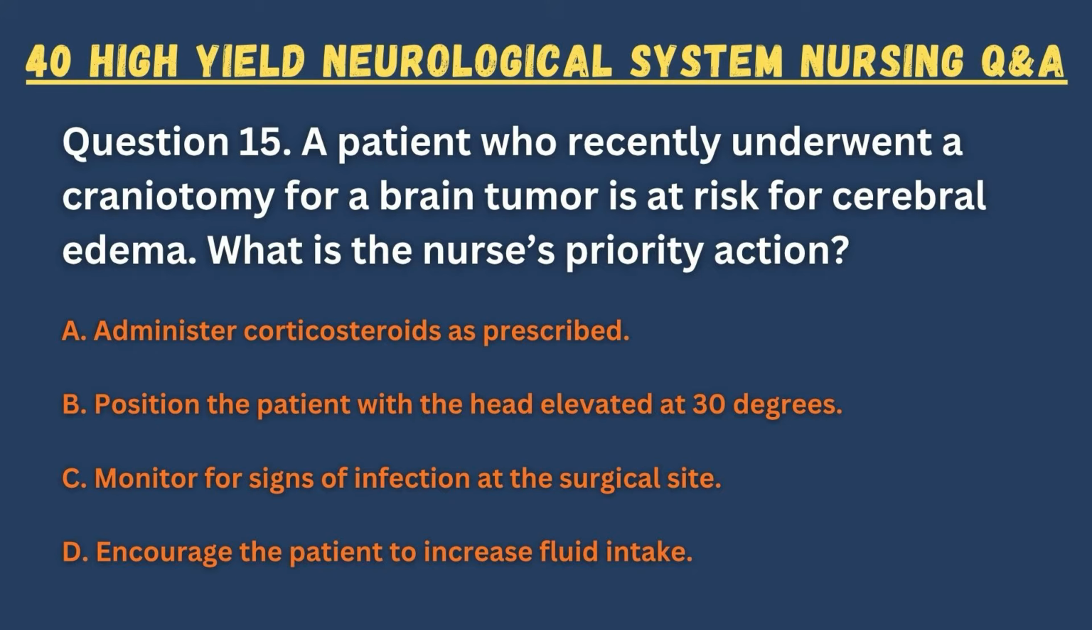Question 15. A patient who recently underwent a craniotomy for a brain tumor is at risk for cerebral edema. What is the nurse's priority action? A. Administer corticosteroids as prescribed. B. Position the patient with the head elevated at 30 degrees. C. Monitor for signs of infection at the surgical site. D. Encourage the patient to increase fluid intake.